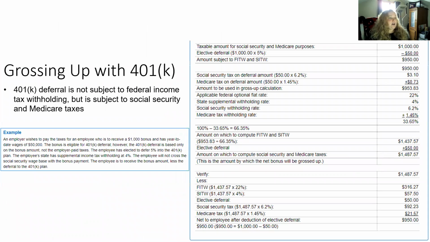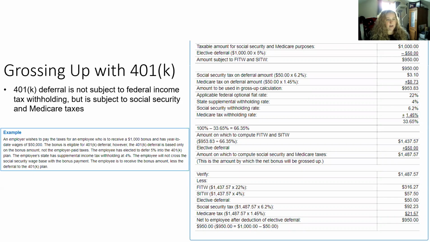So another one that we talk about often, or that I had on my CPP exam, is grossing up with a 401k. The reason this also gets confusing is because a traditional 401k deferral is not taxable for federal and state income tax. It is taxable for Social Security and Medicare, but not for federal and state. I agree 100%, this is absolutely on the test. So put a star by this one for sure, and practice it, and make sure that you feel comfortable with this one.